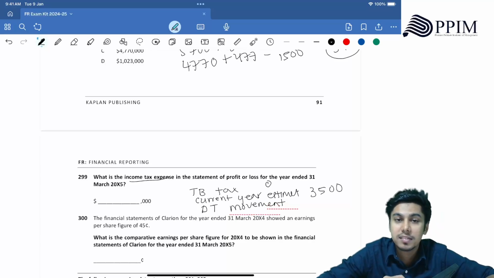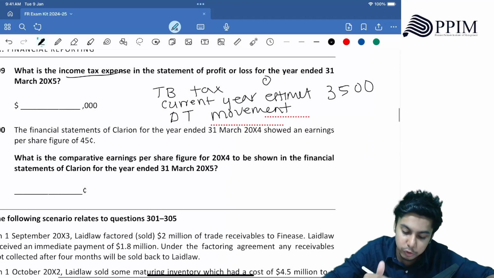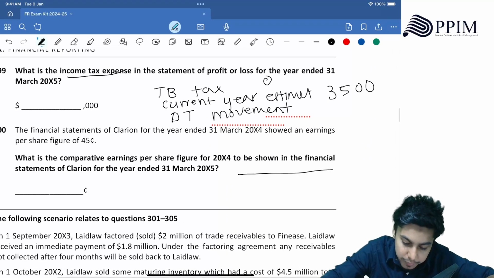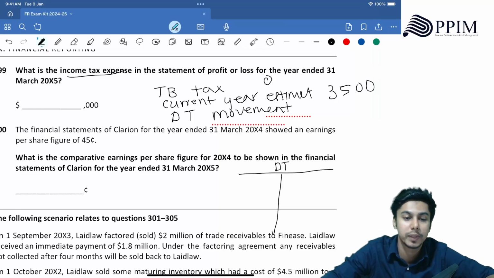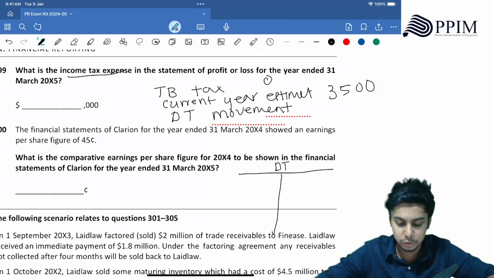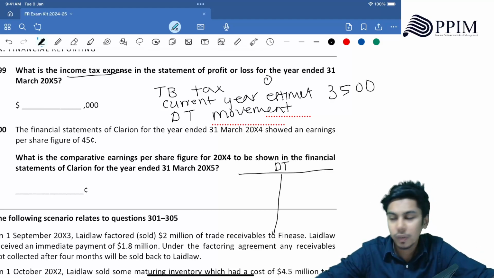DT movement. What is DT? Deferred tax. To find the deferred tax, guys, I'll tell you one small thing. Please open a small T account. Then only we can find the deferred tax movement. Open a T account. Right? To find deferred tax, guys, open a T account and keep. Okay. Now, how to start this T account?